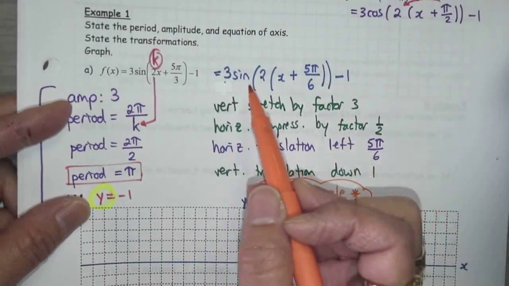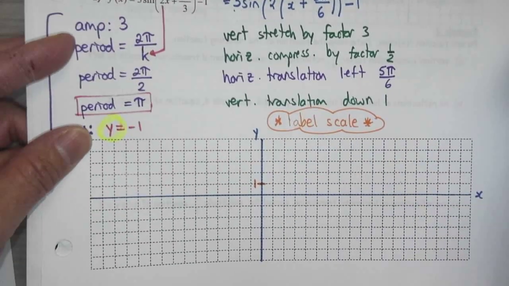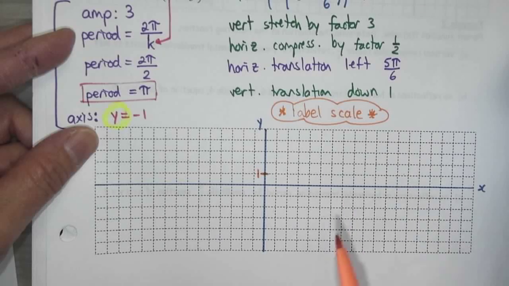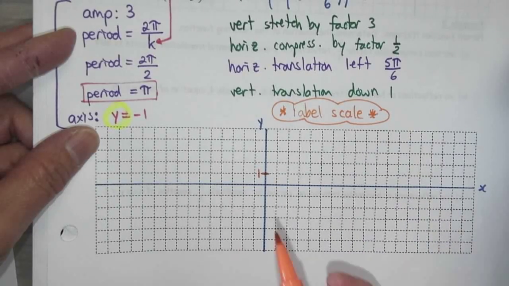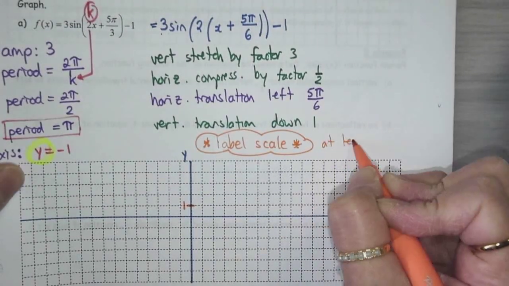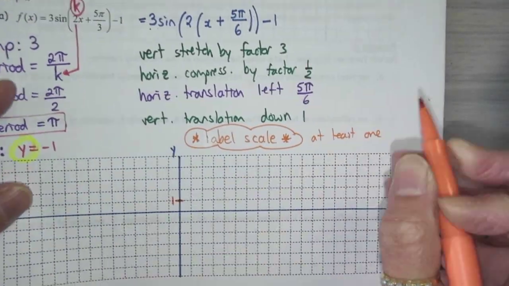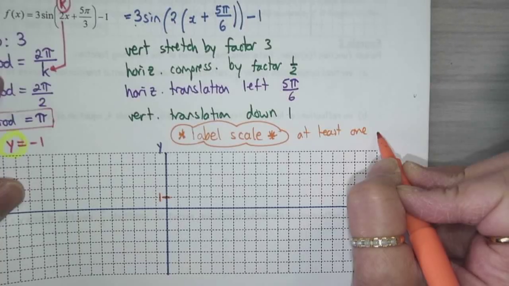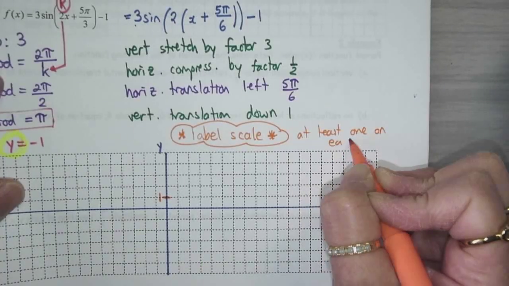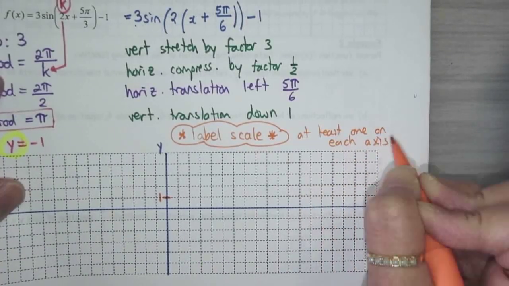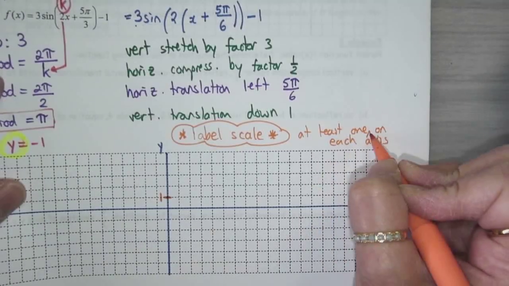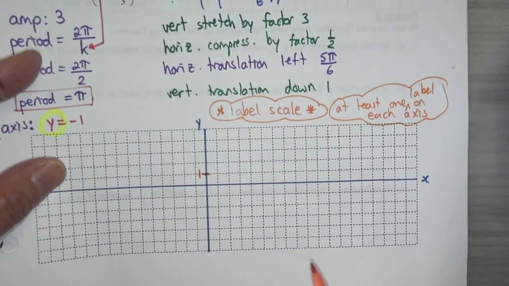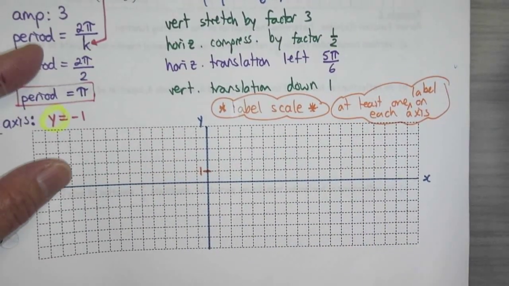Okay, so if it's just 3s and 1s, I'm just going to go by 1s. Don't do anything extra. All right, so label your scale. I need to label at least 1 unit along the X, so at least 1 on each axis. One label on each axis. Does that make sense? If you label nothing, they all are sine and cosine.